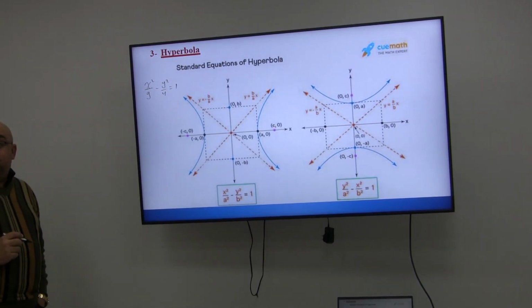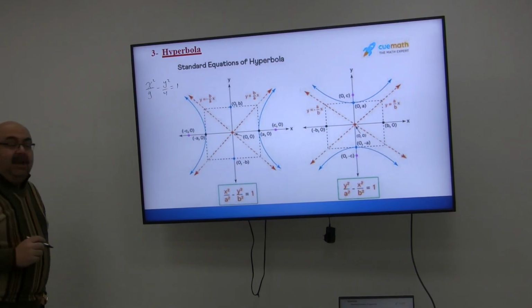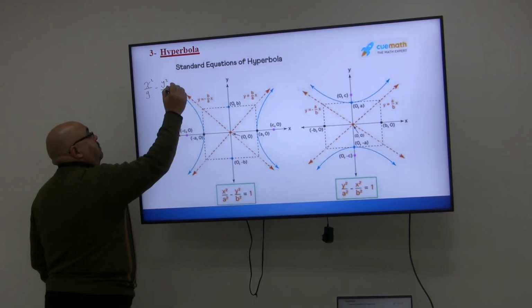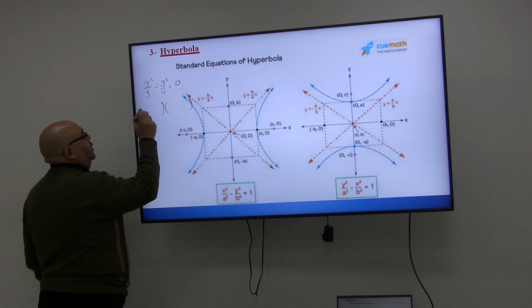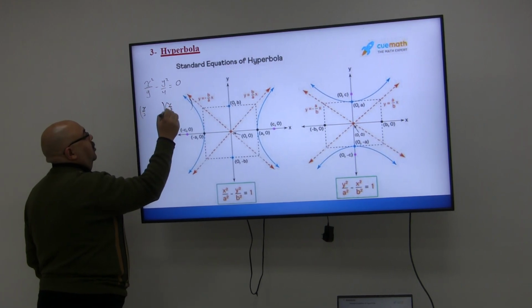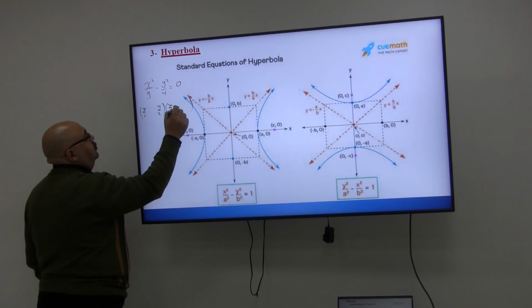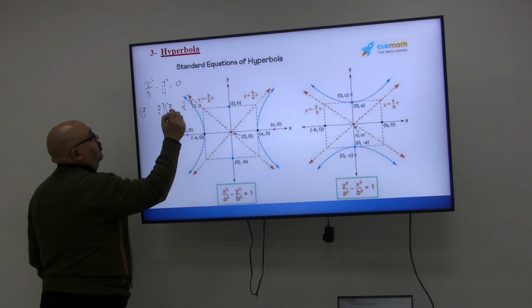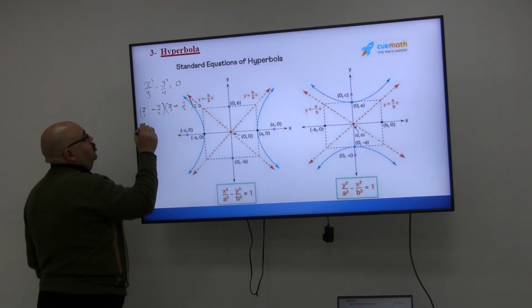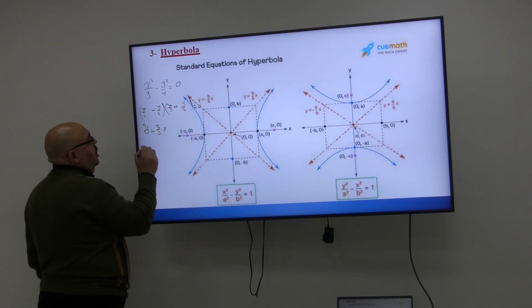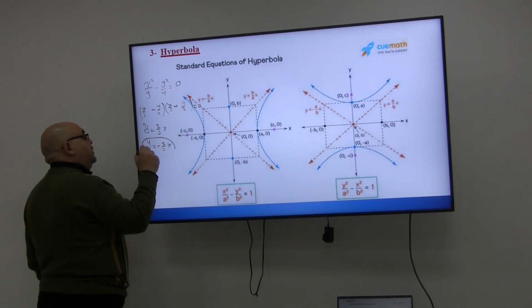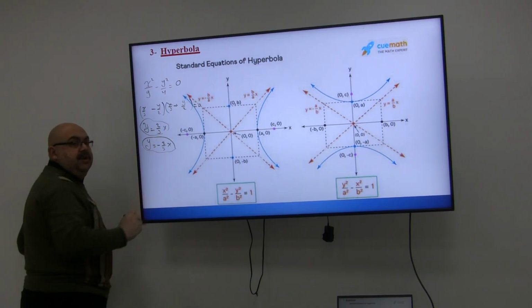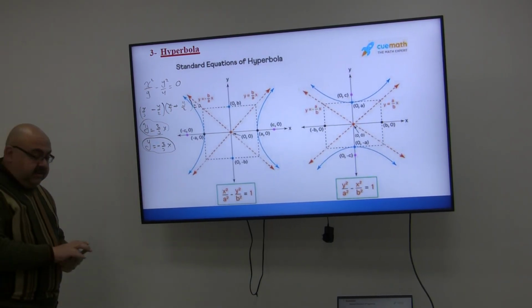Do you know how I can get the asymptote equations? It's very simple. Instead of having this equal to 1, make it equal to 0. Factorize this equation. It's going to be x over 3 plus y over 2, times x over 3 minus y over 2, equal to 0. So you will have y equal to 2 over 3 times x, and y equal to negative 2 over 3 times x. That's one asymptote and that's the other asymptote. Okay? This is how to get your asymptotes.